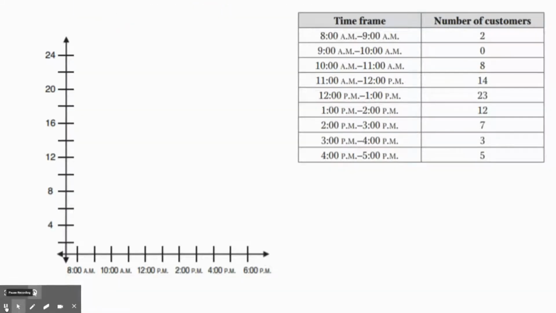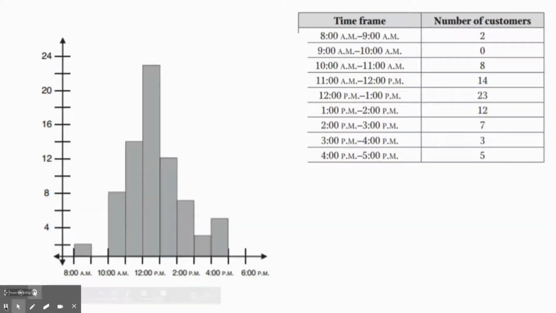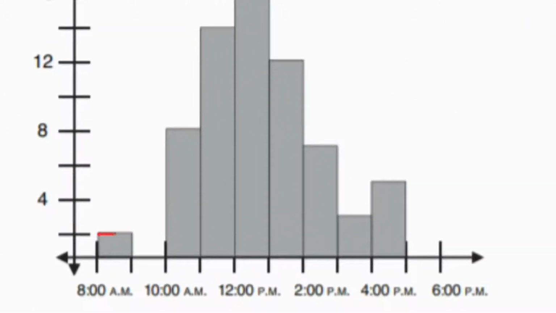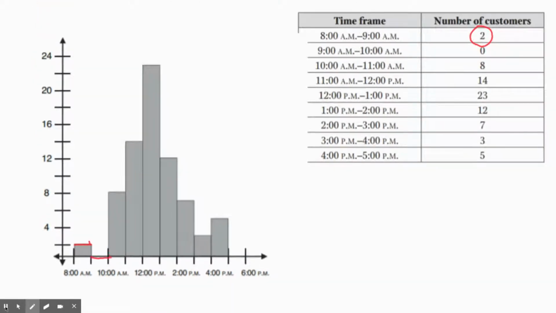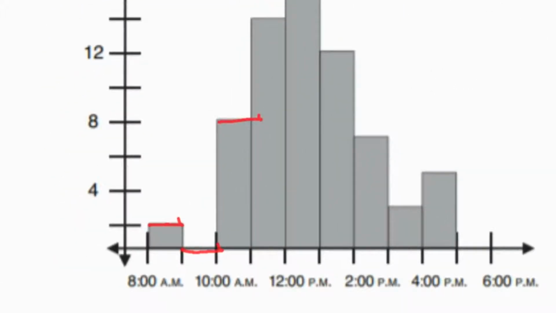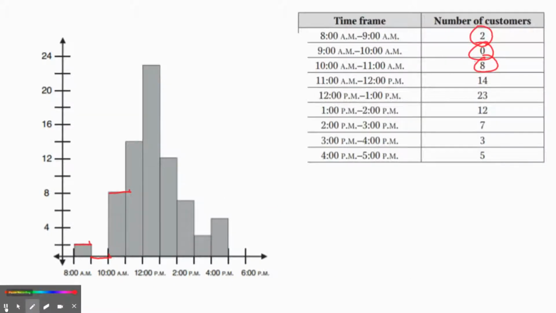A histogram is a graphical display of numerical data where we will take the frequencies and we will draw vertical rectangles. The heights for each of these vertical rectangles is based on the frequency. Notice there are 2 customers that came in during the time frame between 8 and 9. So the height of our first rectangle will be 2. Our second rectangle has a height of 0 because 0 customers came in. And then in that third interval, we had 8 customers enter the pharmacy.